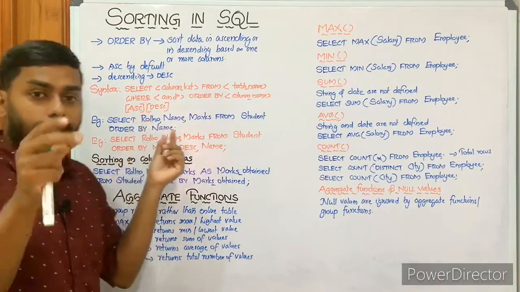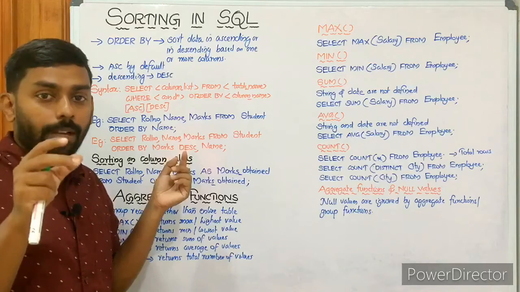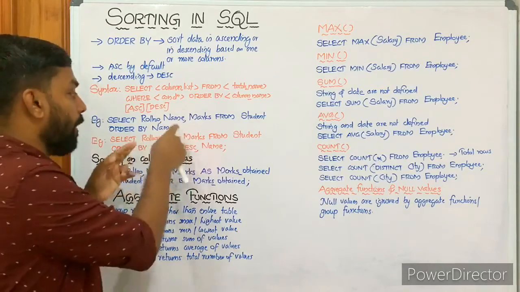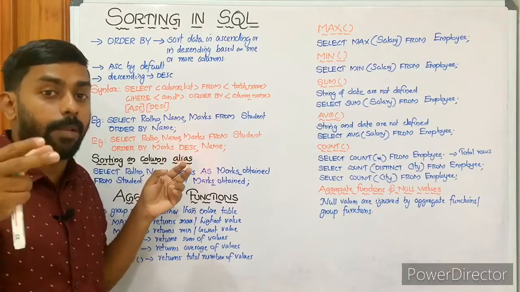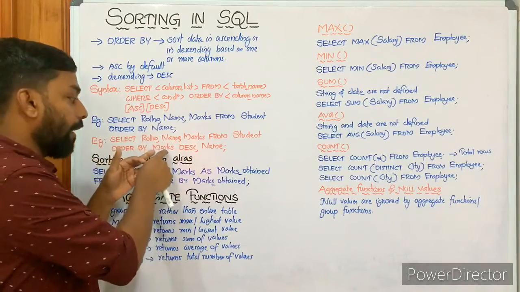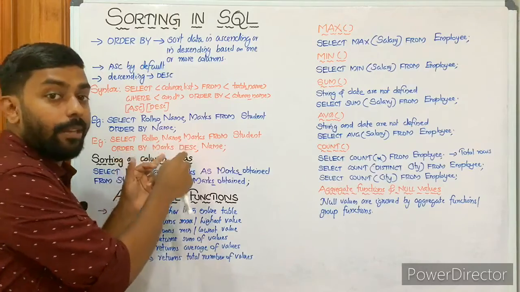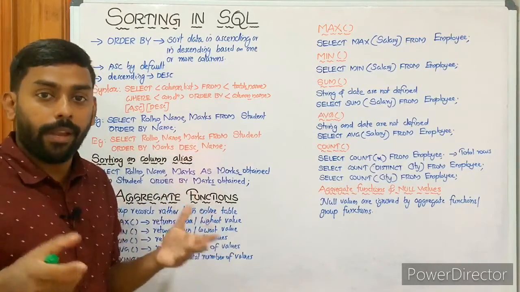So these are the two ways to apply the order by clause. We can apply it for a single column, we have seen it in the case of order by name, and at the same time we can apply it for multiple columns. Yes, in the second case we have seen marks in descending order, name in ascending order. Hope you get the concept, right?